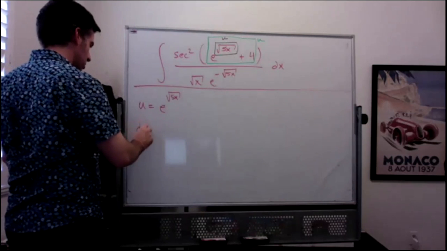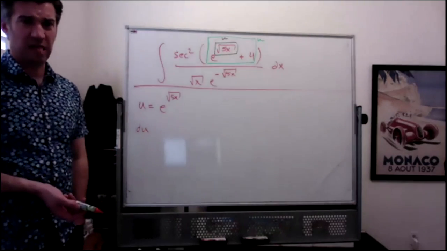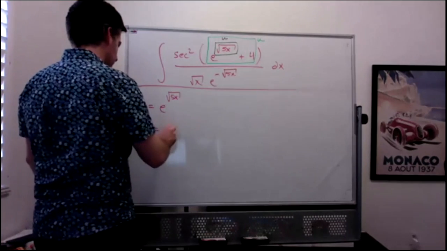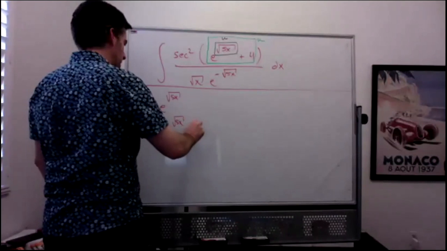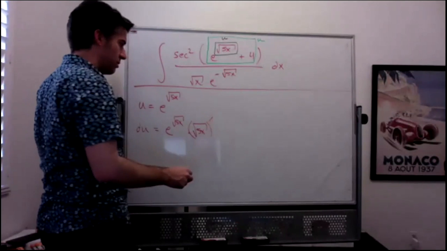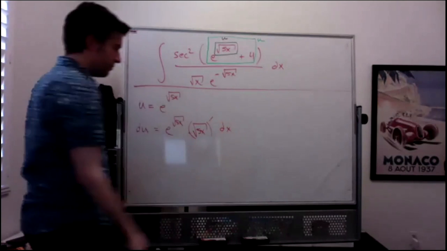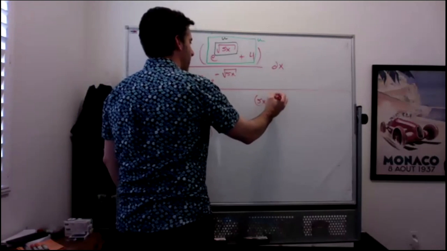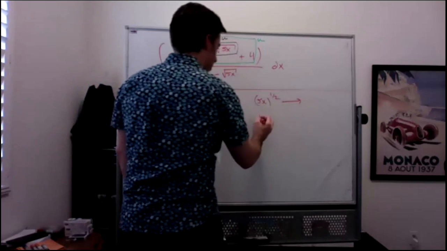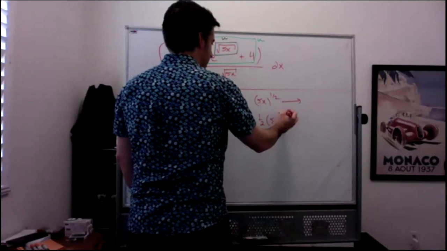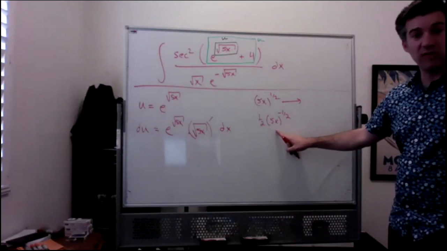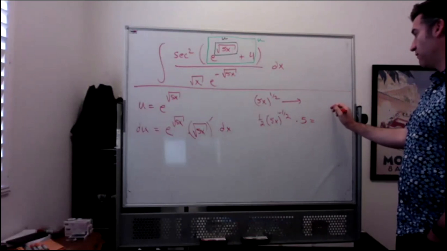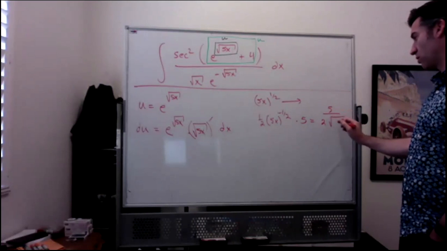And my du, okay, what's the derivative of e to the square root of 5x? That's a good question. So remember, the derivative of e to the stuff is e to the stuff times the derivative of the stuff. The derivative of the square root of 5x, okay, that's 5x to the 1/2. The derivative of that is 1/2 times 5x to the negative 1/2 times the derivative of the inside part, which is 5. And I can rewrite this as 5 over 2 times the square root of 5x.